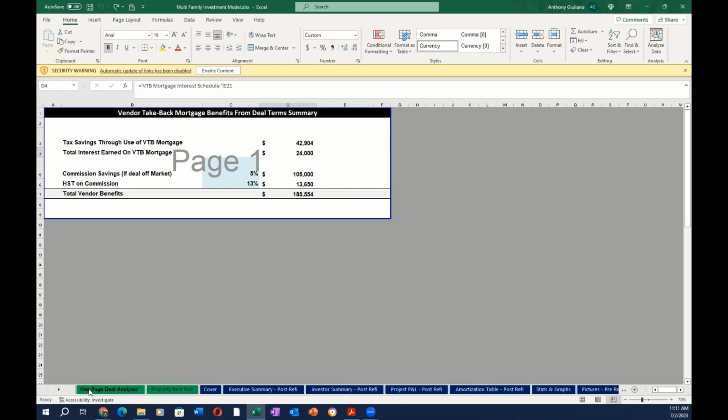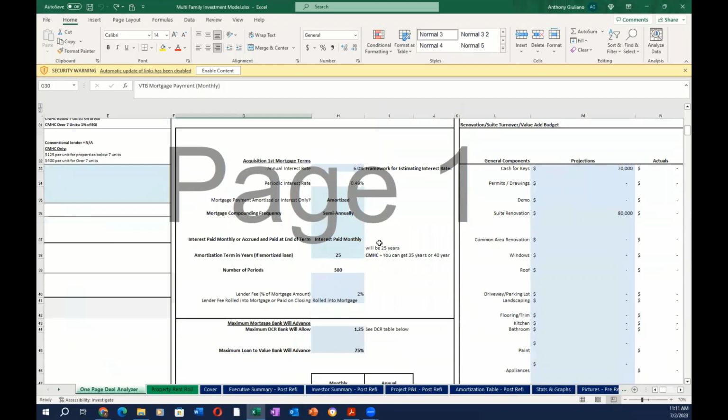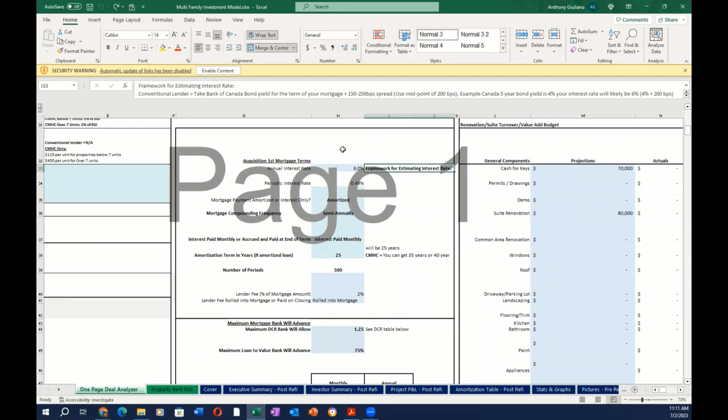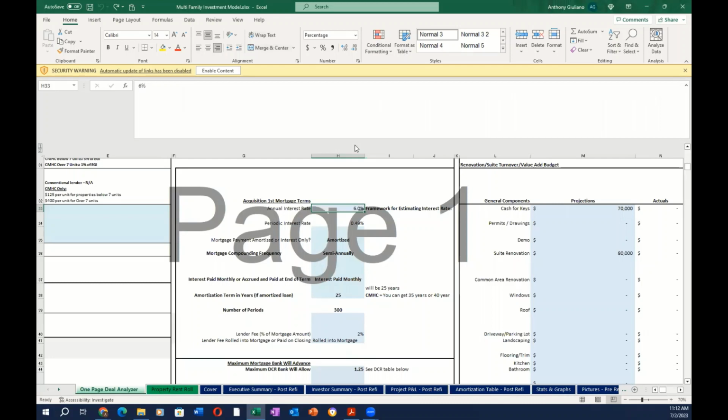Okay, so the next section we're going to move to is the primary mortgage on the property, or the acquisition mortgage, which is maybe a repositioning mortgage or a conventional lender mortgage. Basically, we'll be entering the term and the interest rate. I do have some notes here on how you can estimate your interest rate through a conventional lender by taking a spread on the 5-year bond rate, or taking a spread on the CMHC, CMB interest rate. It depends on what type of mortgage you're getting, but I would talk to your broker and get an estimate of a reasonable rate to enter in here.